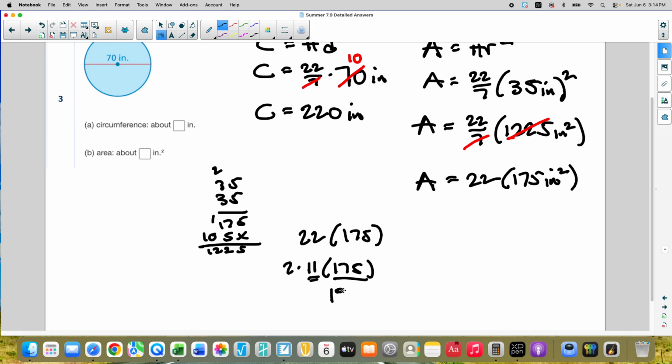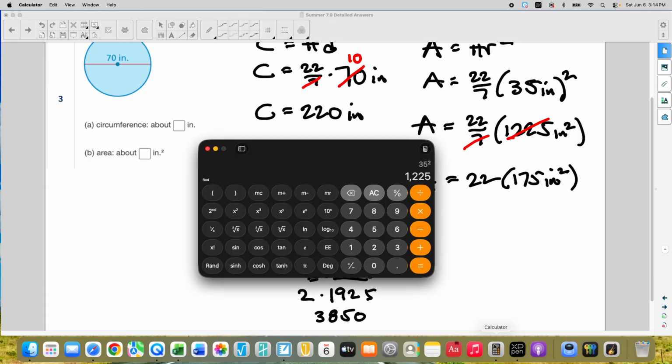That's 1, that's 8. Oop, no, that's 9. Sorry, I was going to do it in my head. That is 9. That is 12, 5. So you get 1,925. And then we times it by 2, which gives 3850. Let's check and see.